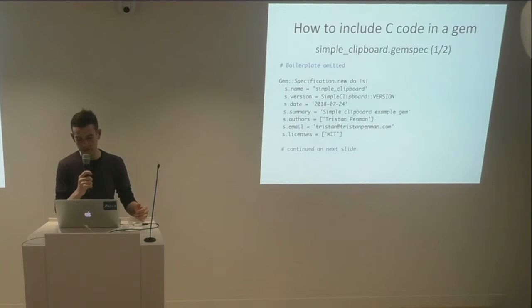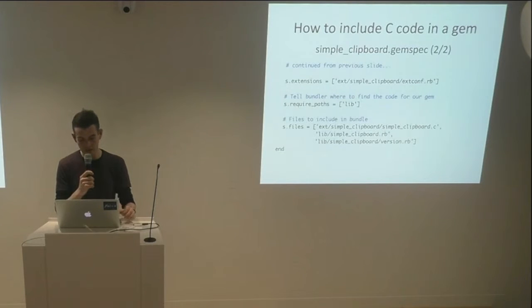So what does the gemspec look like? Well, we have the normal boilerplate. That should all look pretty familiar. And then we have this extensions array that we have to provide. It's basically just an array of all of the extconf.rb files for the different extensions we want to include in the gem. We also add the source files to the files list because we need to bundle them as well. They're going to be compiled on the end user's system.